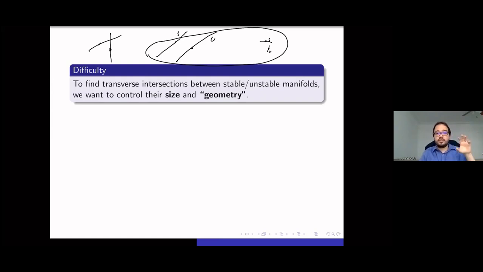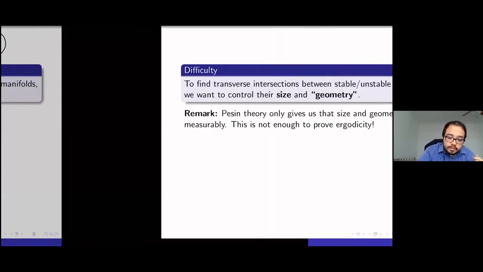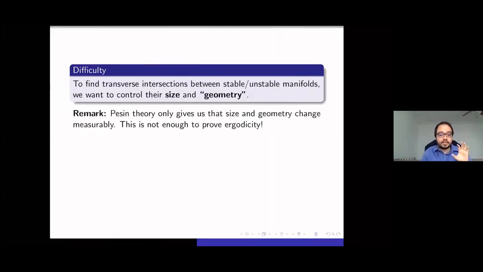And because you're only dealing with Poisson theory, you don't have at first good control of size, and you don't have at first good control on these angles. So those two things play a role here. Okay. So a remark is that just with Poisson theory, you won't get ergodicity.